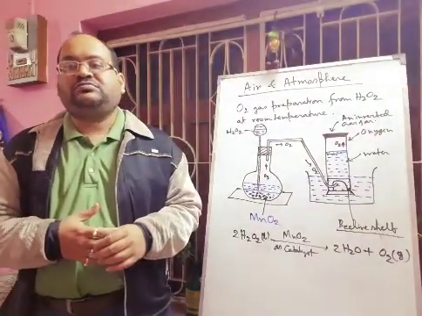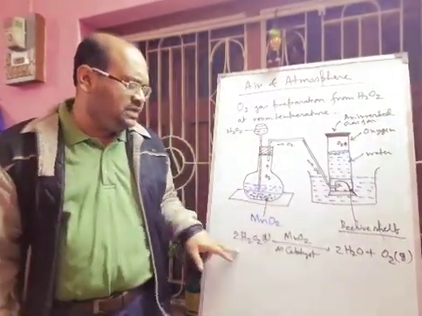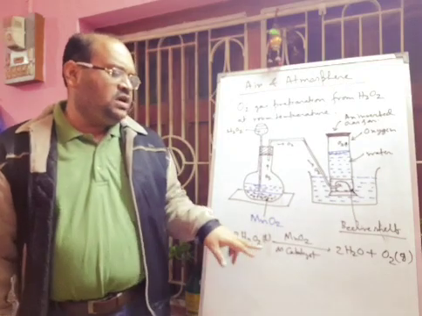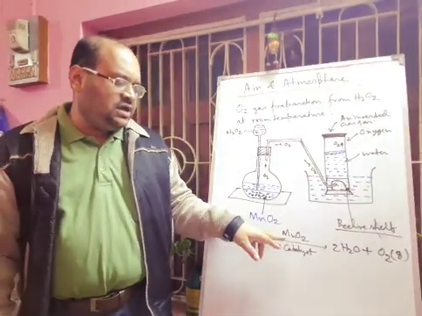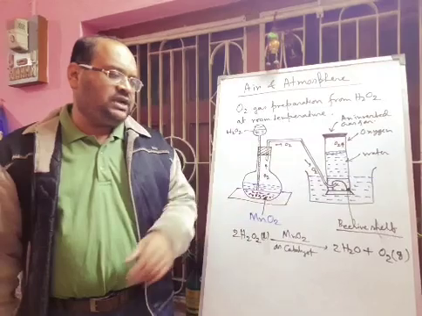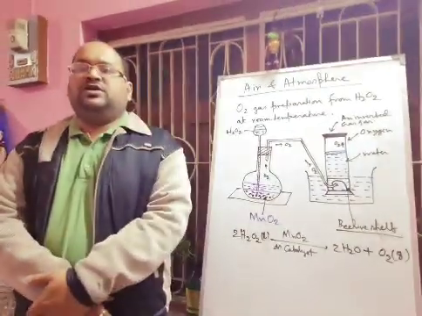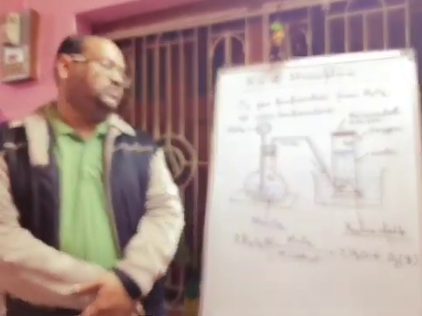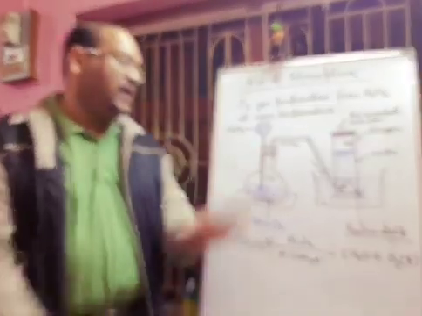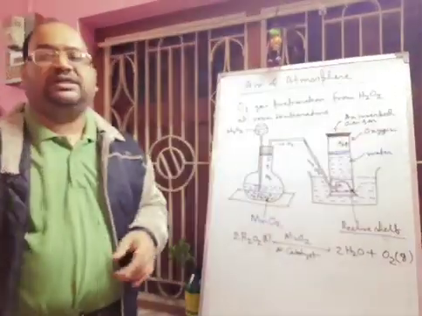Now what is the chemical reaction? Here I have written that H2O2 reacts with manganese dioxide, forming water and oxygen. Now what will be the procedure of this process? Here I have drawn one diagram, and from there I will explain.